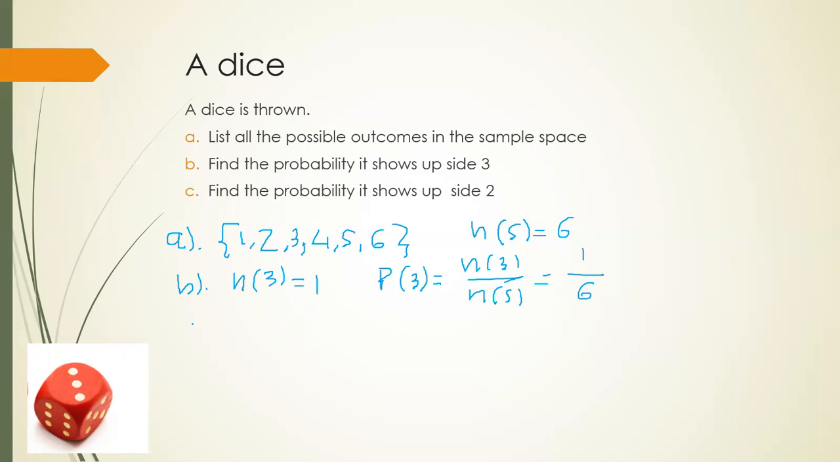However, question C, N(2) equals 1 as well, because it's just one side. It shows 2, so it means the probability of 2 in this event equals N(2) over N(S). And the solution is 1/6. Right. That's it. That is the event when we throw a dice.